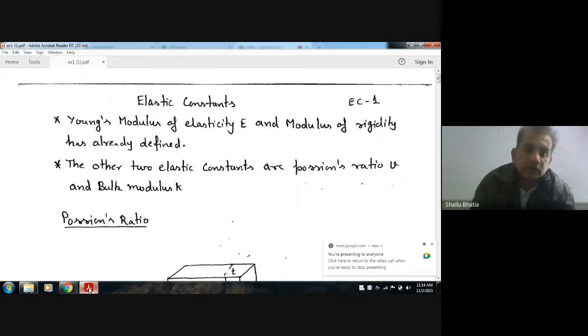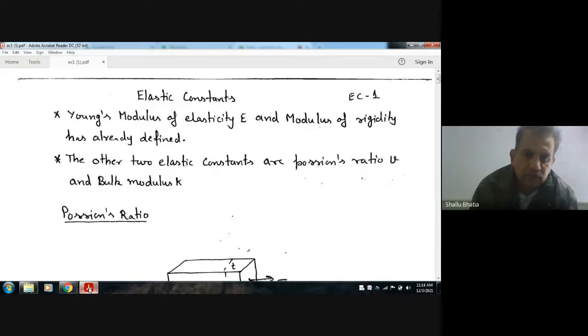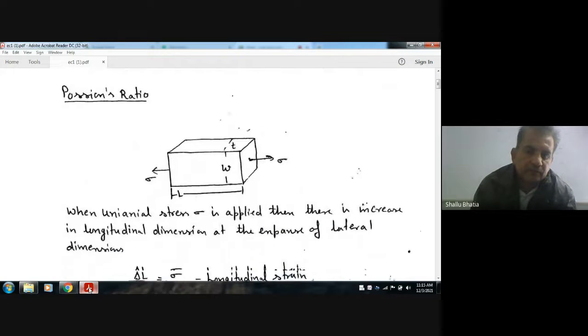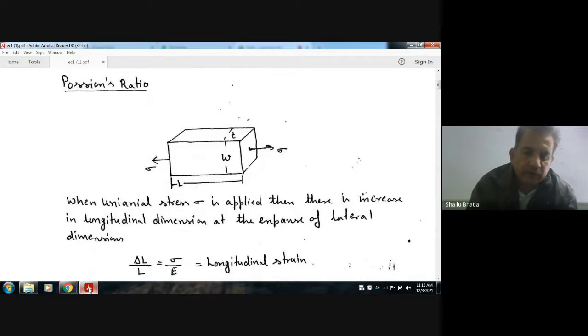Young's modulus of elasticity is defined as direct stress by direct strain, and modulus of rigidity is defined as shear stress by shear strain. The next constant is Poisson's ratio. Consider a cuboid of length L, width W, and thickness T, and we apply a direct tensile stress.